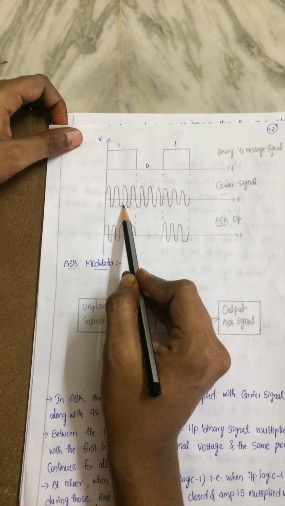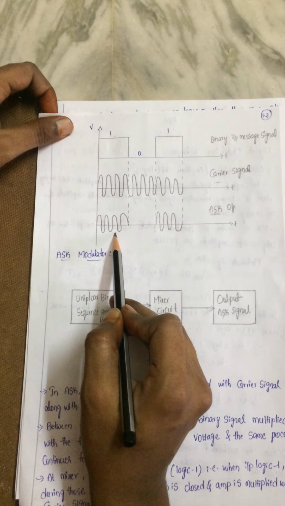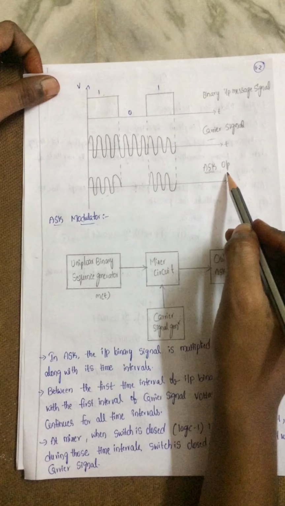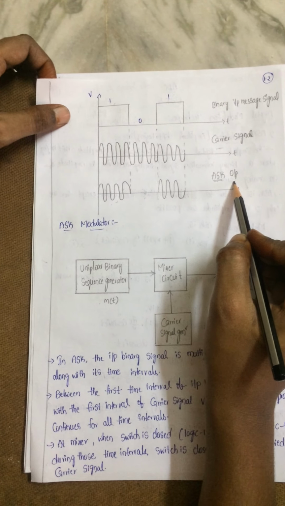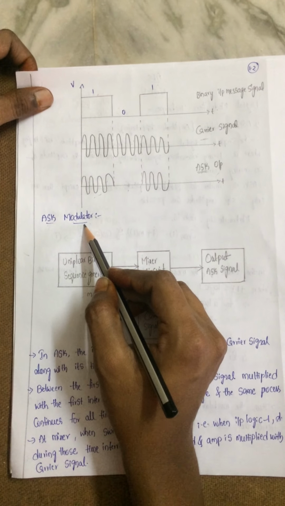Then the carrier signal we have taken. When the message signal is present, the carrier is there as it is. When the message is 0, the carrier is absent over here. So this is ASK generation and the waveforms we have seen. Next, we'll see how the modulator and demodulator work.